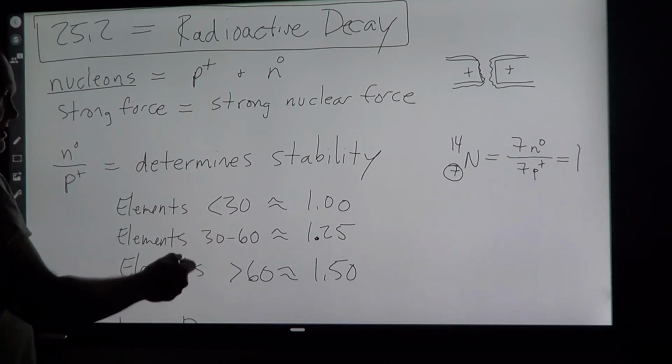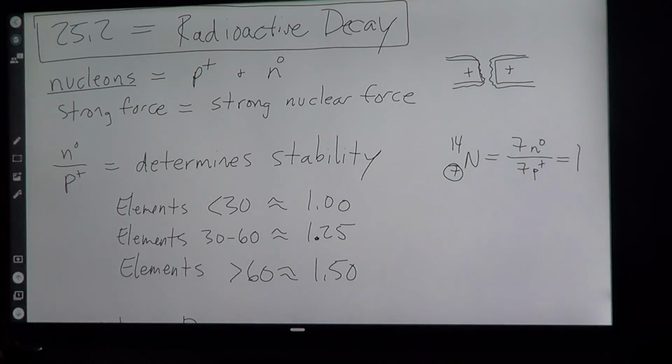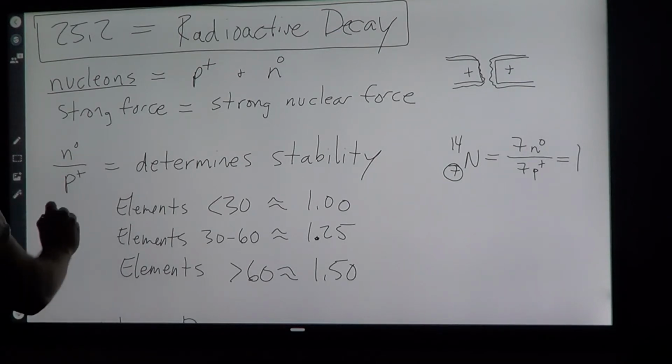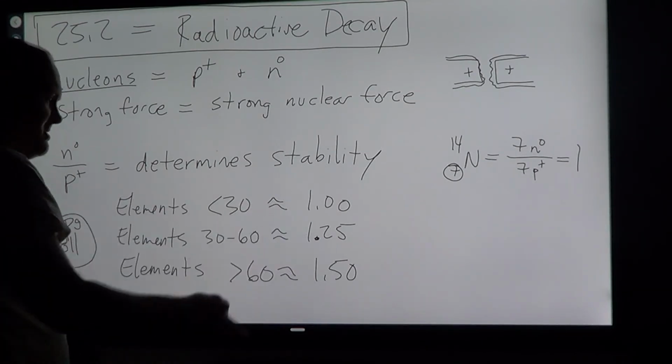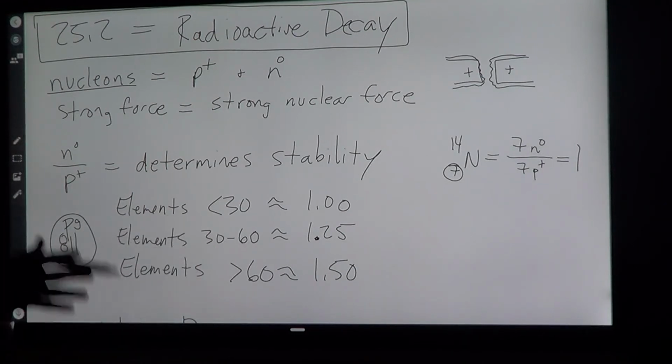Elements in the mid-range generally need to be around 1.25 to be stable, and all the elements on the large end of things get closer and closer to 1.5. In your book, on page 811, double check, has this actual chart. I'm just generalizing this. For my class, I don't need you to memorize that this exact isotope is unstable and this one's not.